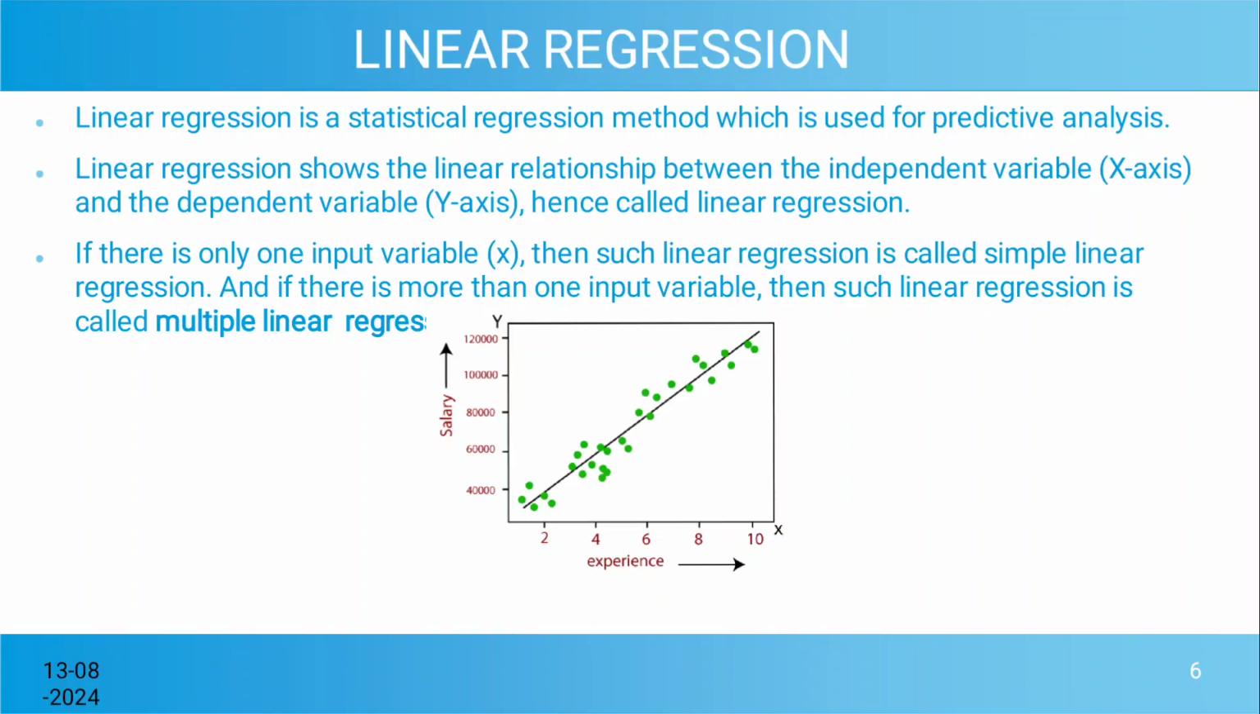Linear regression is a statistical regression method used to predict and analyze. Linear regression shows the linear relationship between independent variable and dependent variable, hence called linear regression. If there is only one input variable, then such linear regression is called simple linear regression. And if there is more than one input variable, then such linear regression is called multiple linear regression.